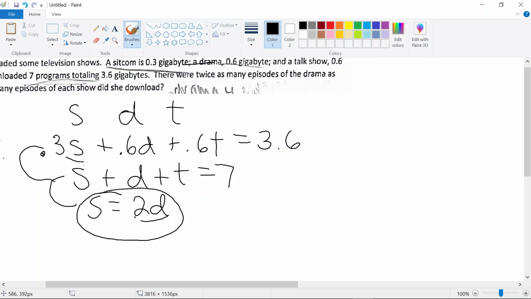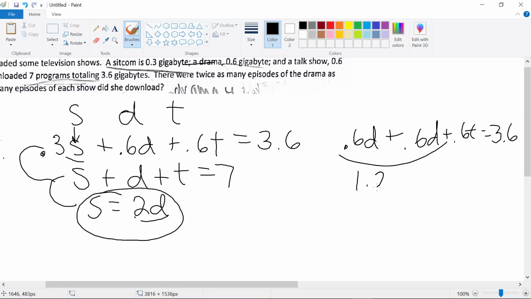So 0.3 times 2D is 0.6D. I just plugged 2D in for S. So this S becomes a 2D. 0.3 times 2D is 0.6D plus 0.6D plus 0.6T equals 3.6. Now I will add these like terms. 1.2D plus 0.6T equals 3.6. I will also plug 2D in for S in this equation.